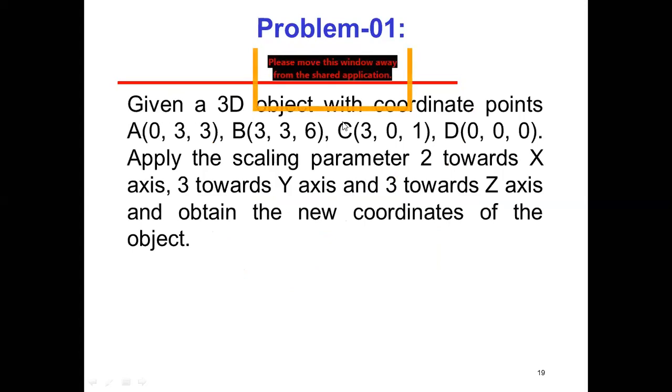So given a 3D object with coordinate points, the vertices are available: A (0, 3, 3), B (3, 3, 6), C (3, 0, 1), D (0, 0, 0). Apply the scaling parameters towards the x-axis, y-axis, and z-axis. So now we have to calculate the scaling parameters, and here we will get the new coordinates.